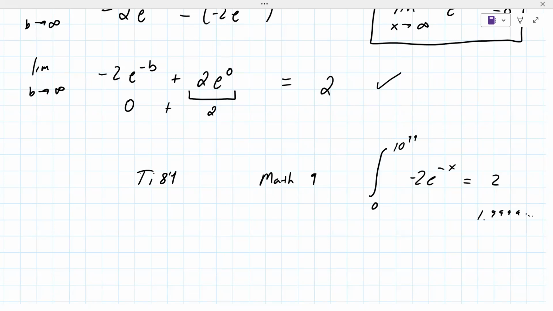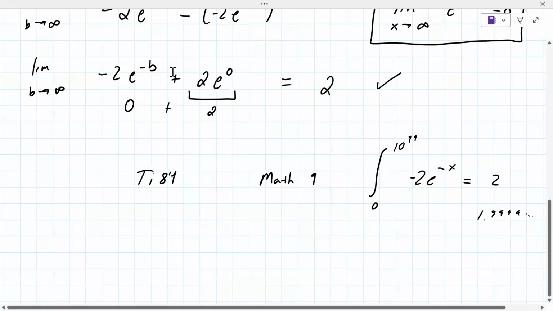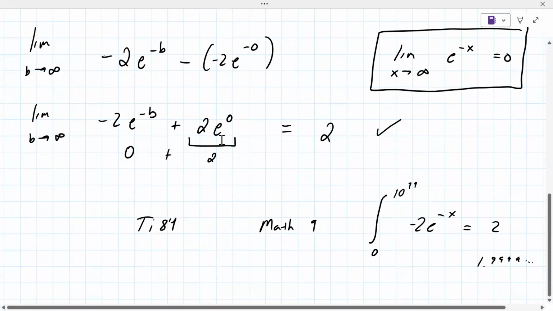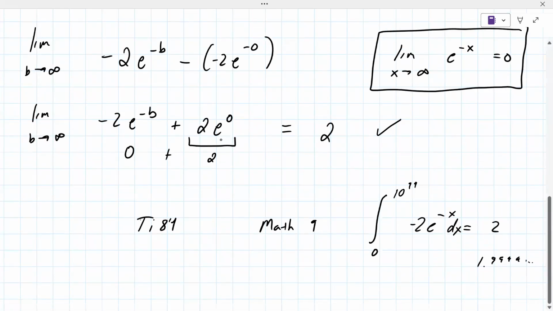Any questions on that? And then real quick, after I input the minus 2 e to the minus x, it's asking for a d after that, and then there's a spot. That's x. Yeah, that's always whatever variable you're using. So even if you're integrating with respect to like w, you still use x on your calculator.